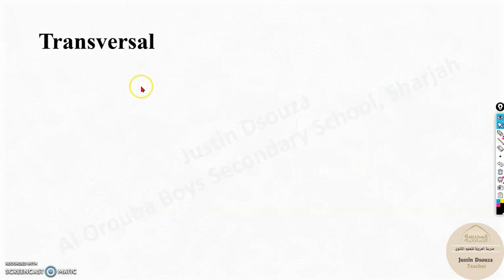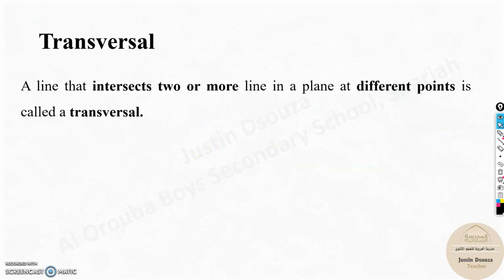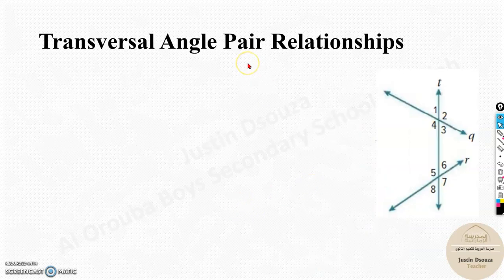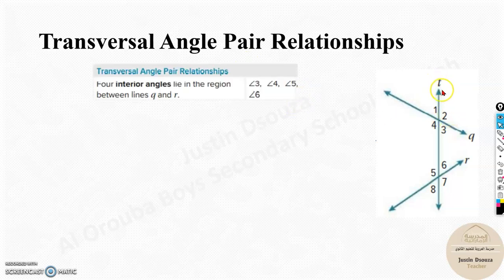Now we will quickly look into transversal as well. A transversal is basically a line that cuts two different lines at different points. A line that intersects two or more lines in a plane at different points is called a transversal. You can see over here, these are the two lines Q and R, and T would be the transversal. So over here there is a transversal angle pair relationship. Now this is very crucial because when a transversal cuts two lines, there are different angles that are formed and they are given separate names.